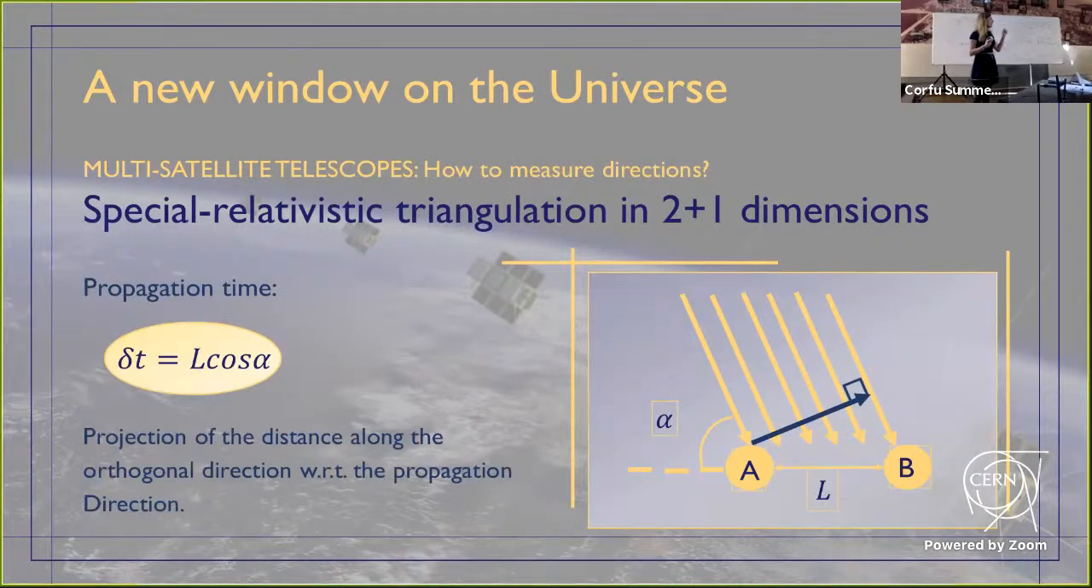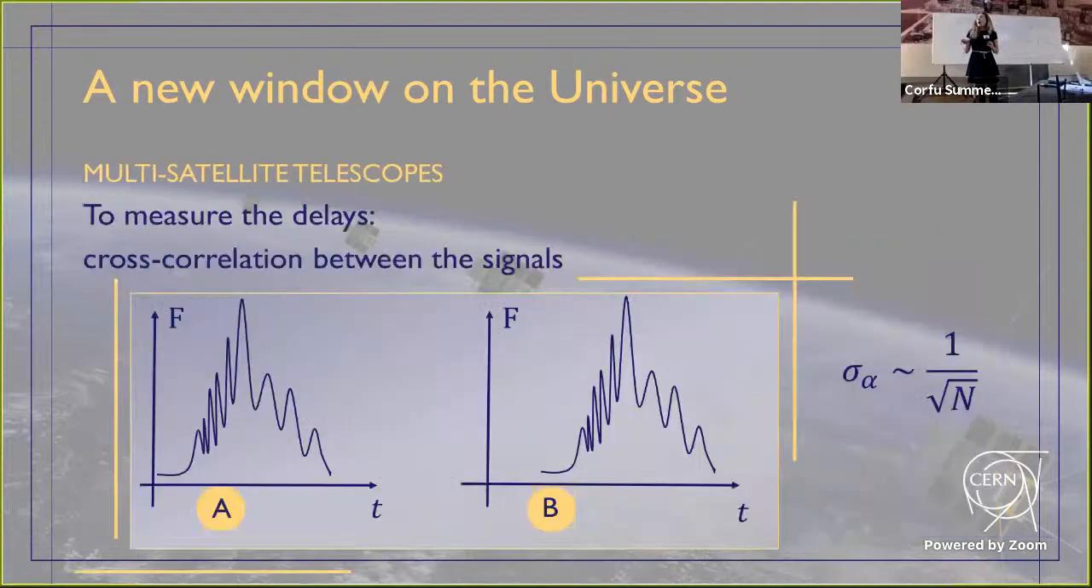By considering the time that the signal takes to propagate from the satellite A to the satellite B. In fact, if we put c equal to 1, this time will be simply given by the distance between the 2 detectors projected along the direction that is orthogonal to the propagation one, so projected with the cosine of alpha. So our satellites, since they are communicating with each other, can measure such delays in the propagation by considering cross correlations between the signals that they receive. So this is, for example, a typical light curve for a GRB as it would be seen from the satellite A and from the satellite B.